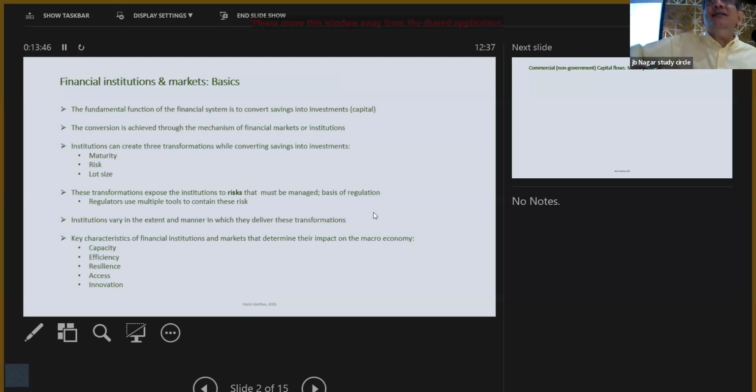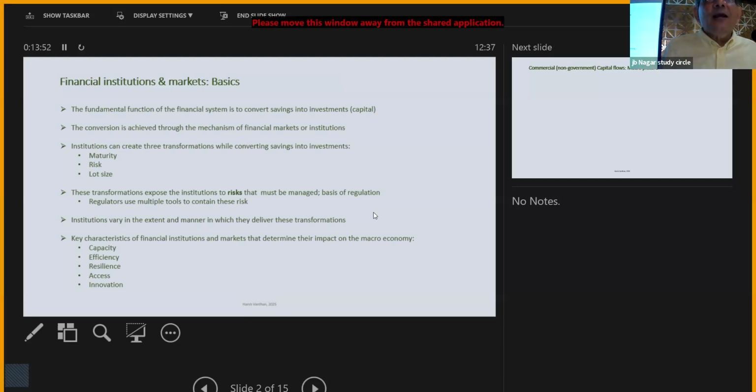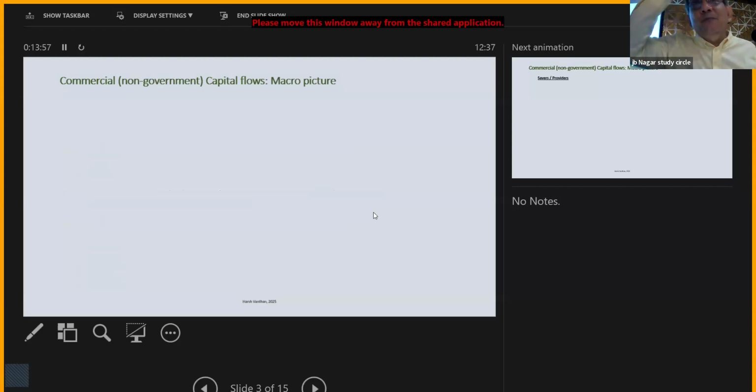Okay, so you will see these themes running through my presentation. This is essentially a summary of what I am going to present. Before I move on, this is kind of my mental image. I told you I'm not an accountant. I think like a part engineer, part economist. So this is my sort of mental map of how the financial system works.